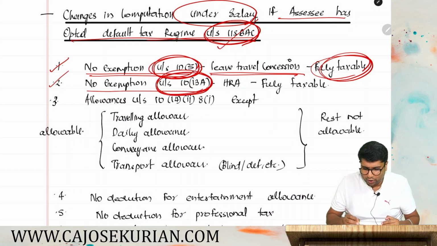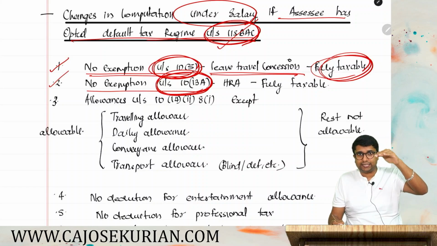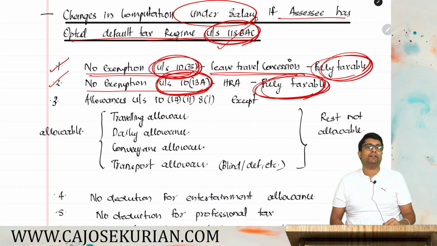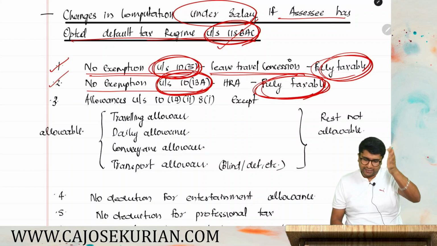And difference number 2: no exemption under 10(13A). If the employee is in receipt of house rent allowance, normally you can claim an exemption under 10(13A) because it comes under the partly exempted category. But if the employee has opted for 115BAC, it is fully taxable. You cannot claim the benefit of 10(13A), that is, the exemption for HRA is not allowable. The entire HRA received by the employee shall be fully taxable.